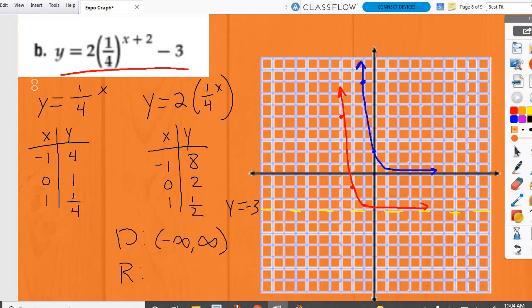But now what's happened for our range? It's changed to be what? So you want to put your smaller number first. So -3 to infinity, right? Because basically it would be y is greater than -3 this time instead of 0, because we've shifted everything down. Questions on that one?